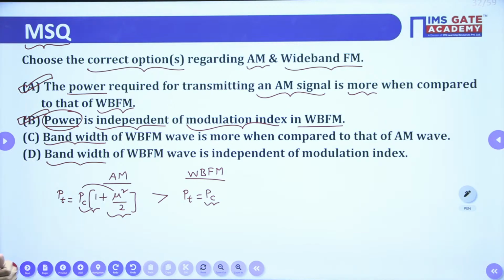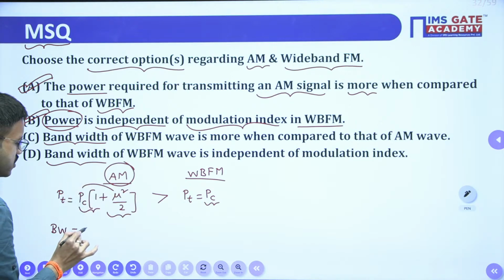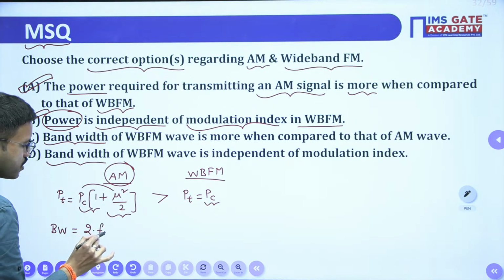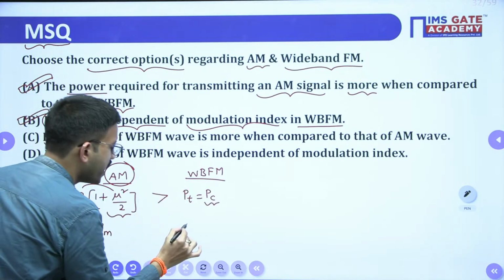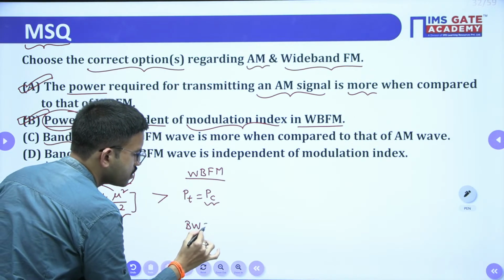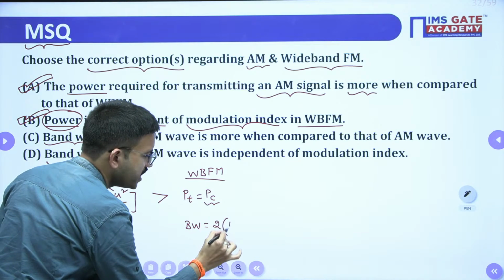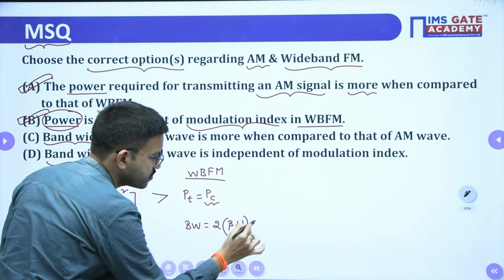That is also correct. Now the other two choices are regarding bandwidth. So just write the bandwidth formula. Regarding AM signal, the bandwidth is nothing but 2 times fm. Whereas regarding wideband FM, the bandwidth is nothing but 2 times (beta plus 1) into fm.